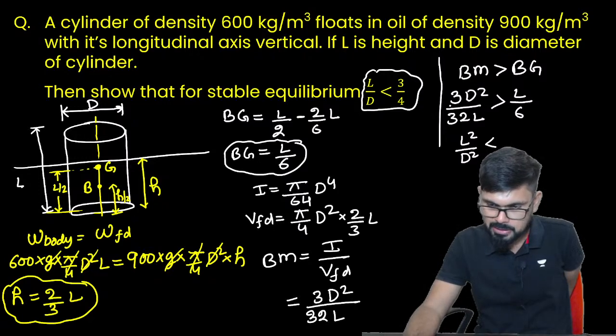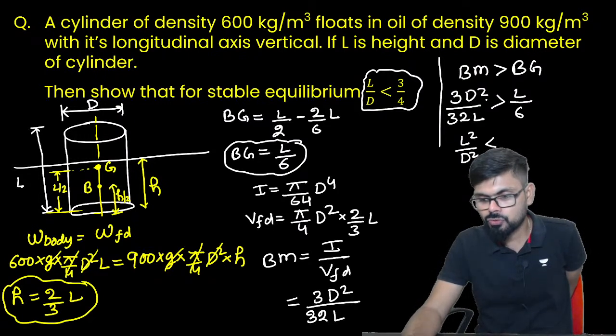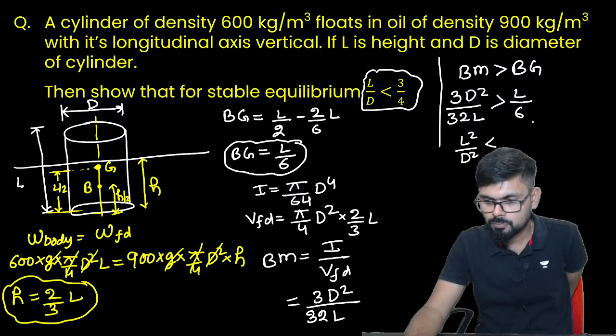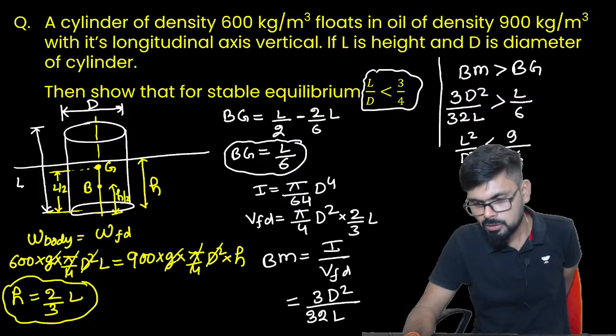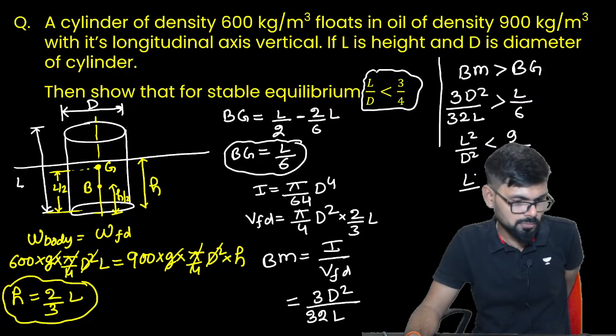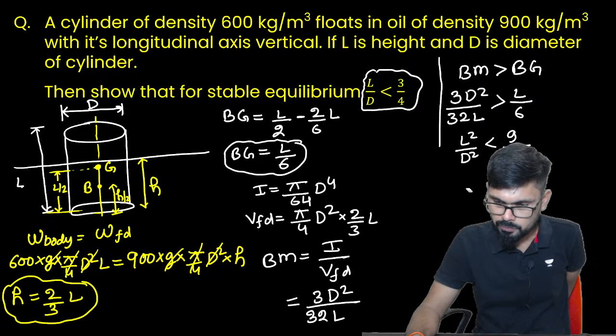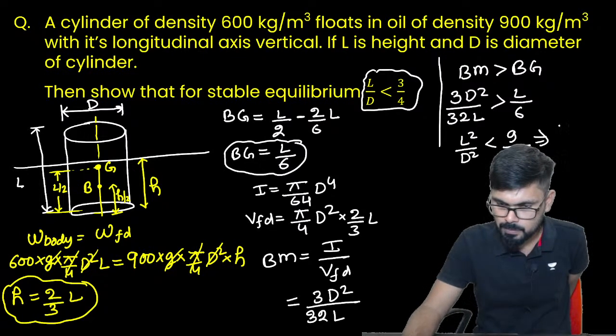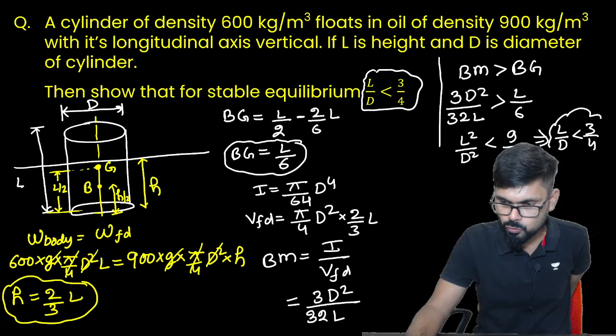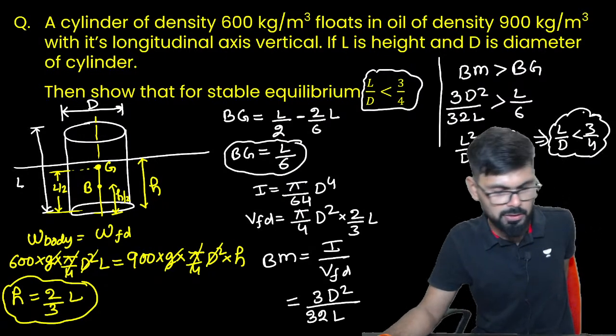The 6 will go up, 6 into 3, so divide it by 2, 2 3s are 6, 3 9 will come, and dividing this by 2, 16 will come, so 9 by 16. So the L by D value will come. So from here I can say the L by D value must be less than 3. So this only we need to prove.